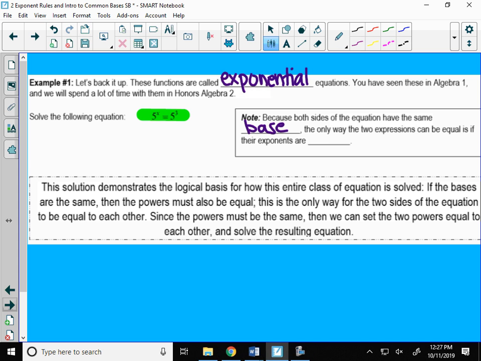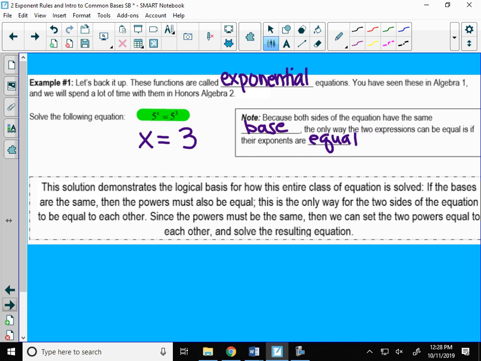If the 5s are the same, what has to be true for both sides of these equations to be the same? The exponents have to be the same. That means the exponent of x has to be equal to the exponent over here of 3, right? The exponents will have to be equal. Does that make sense? So if the base is the same, in order for both sides to be the same, the exponents have to be equal to each other. You just solved that equation, x equals 3.